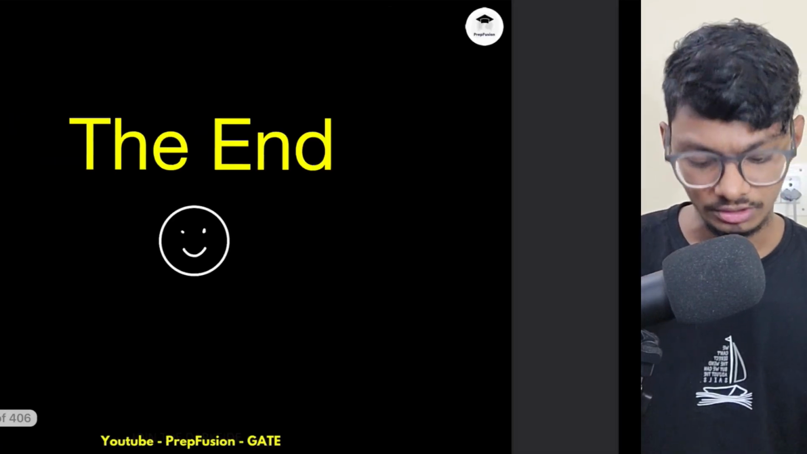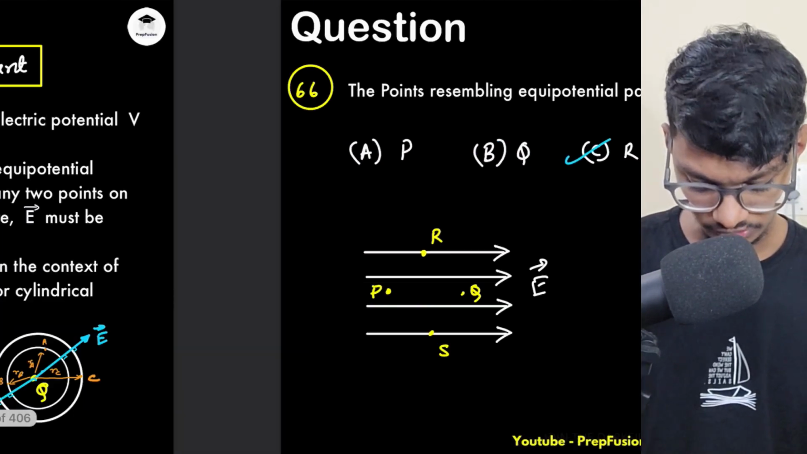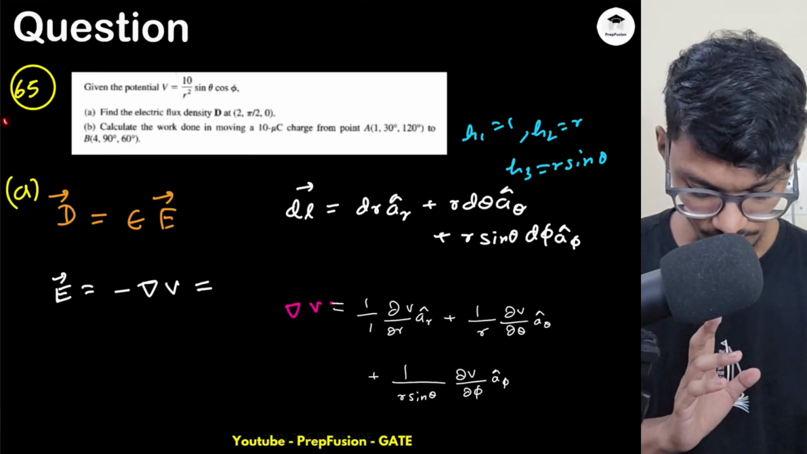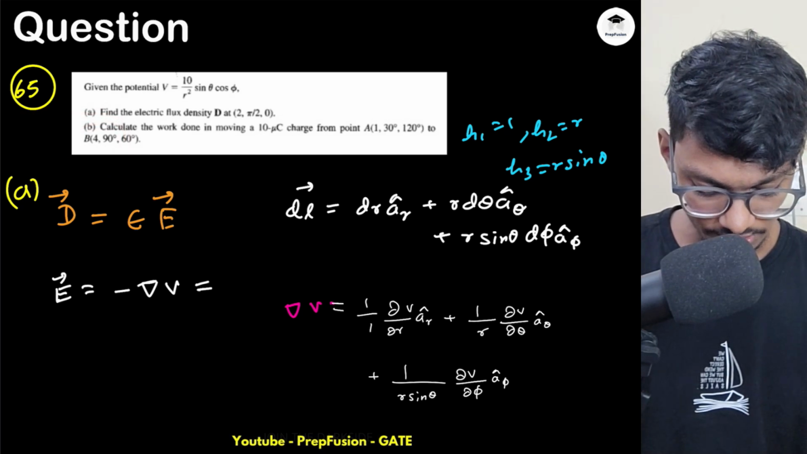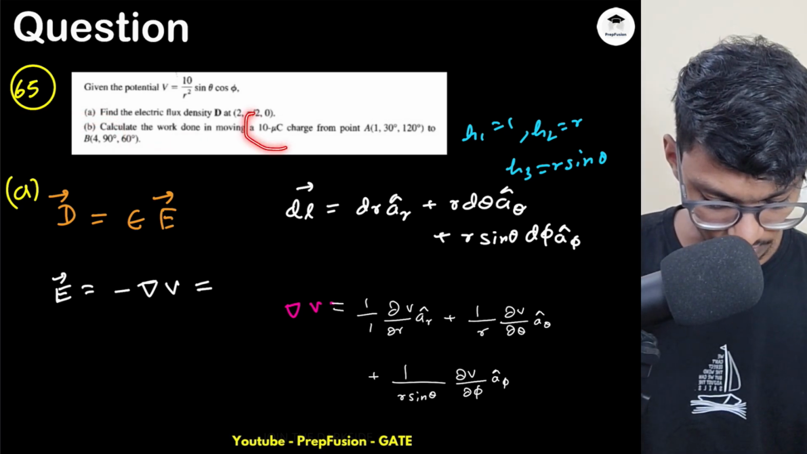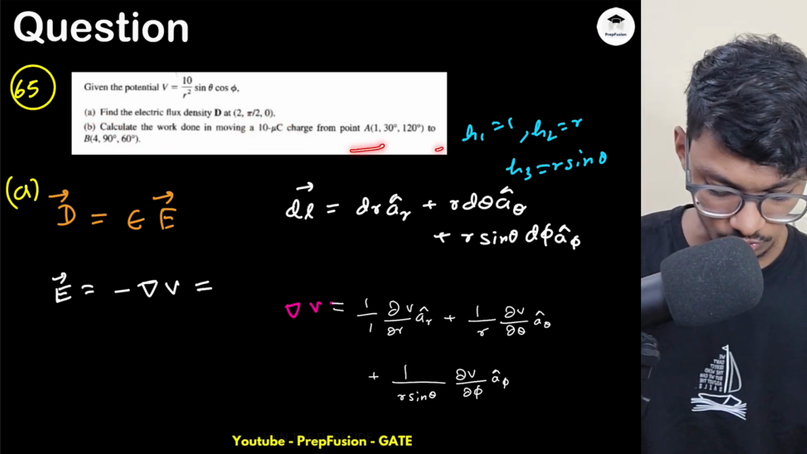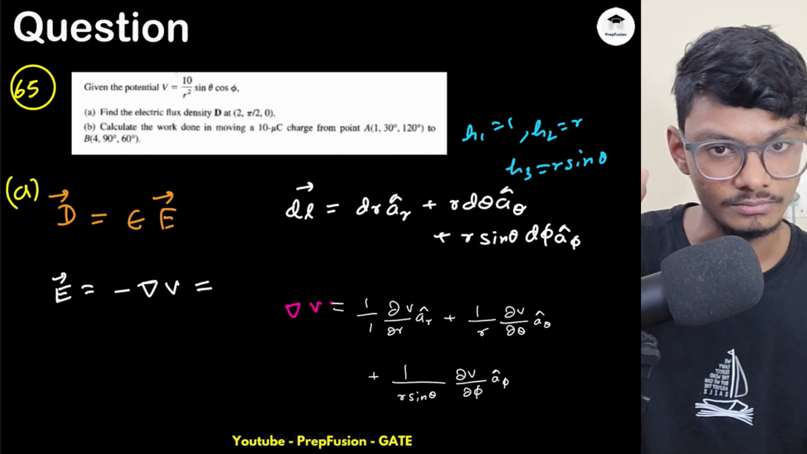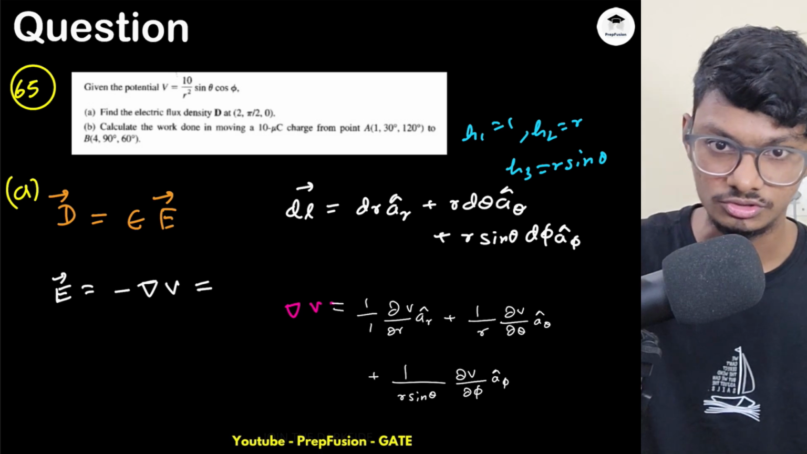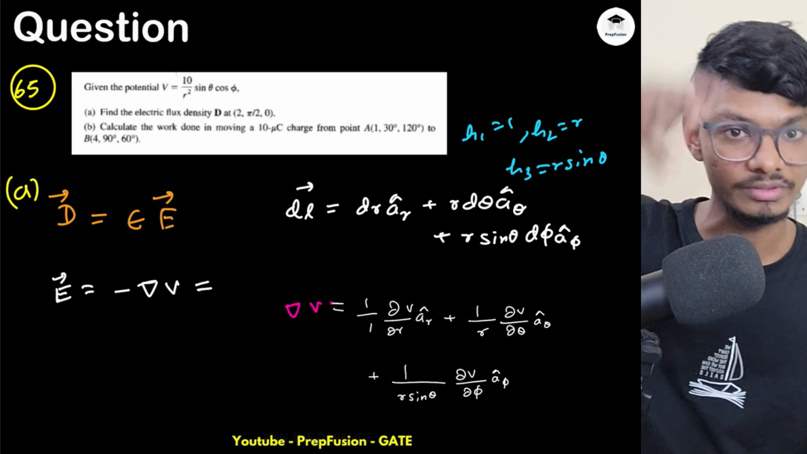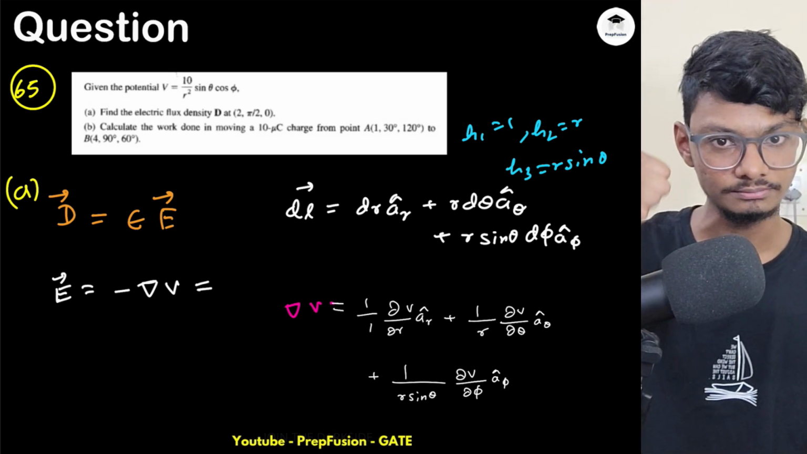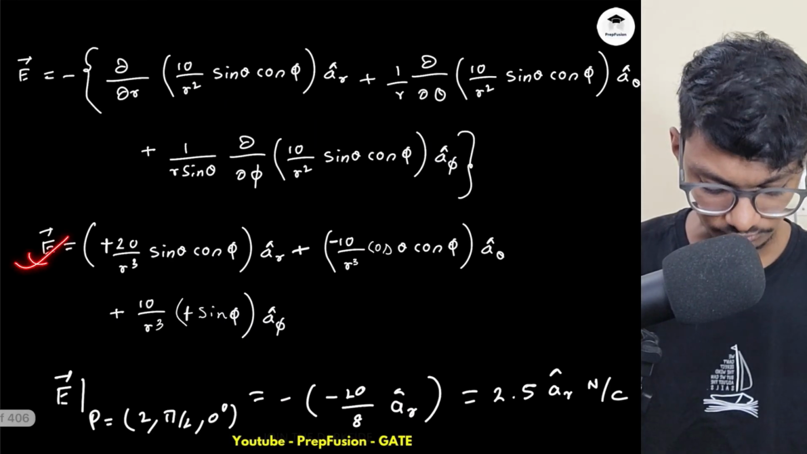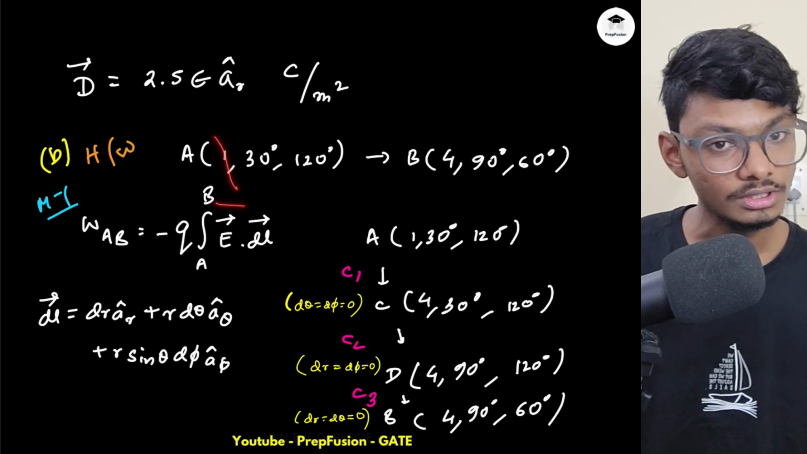But before that, I wanted to go back to this question that I gave you as homework. This part B: we had to calculate the work done in moving a 10 microcoulomb charge from point A to point B. There are two ways to go about it. One is the simple formula: work done equals negative Q integration from A to B of E dot dl. We already have found the expression for E, so if I just place it here, I can compute that.